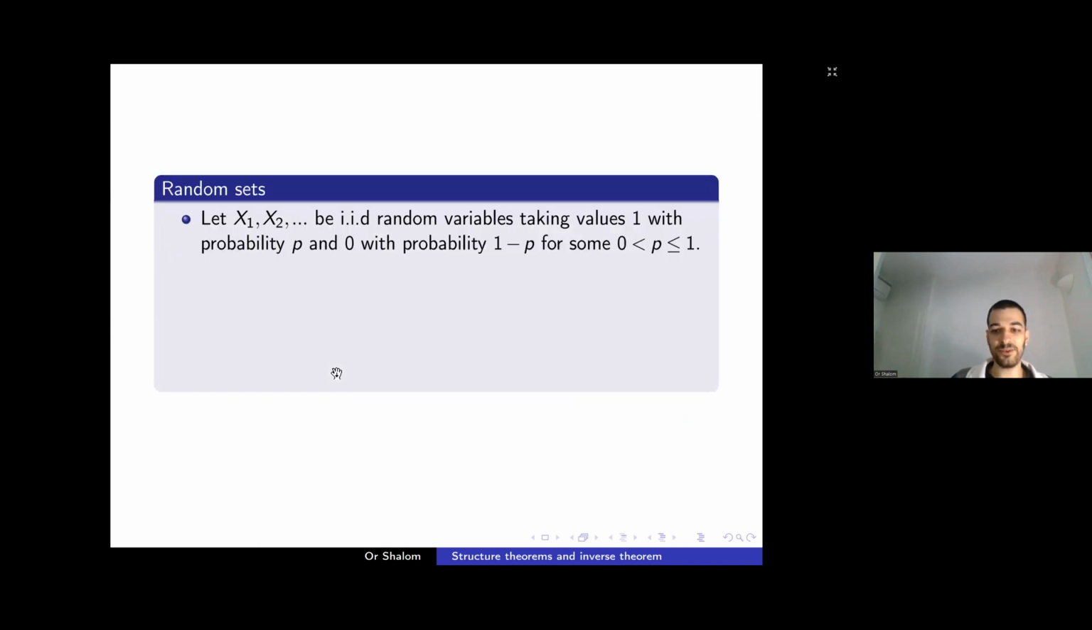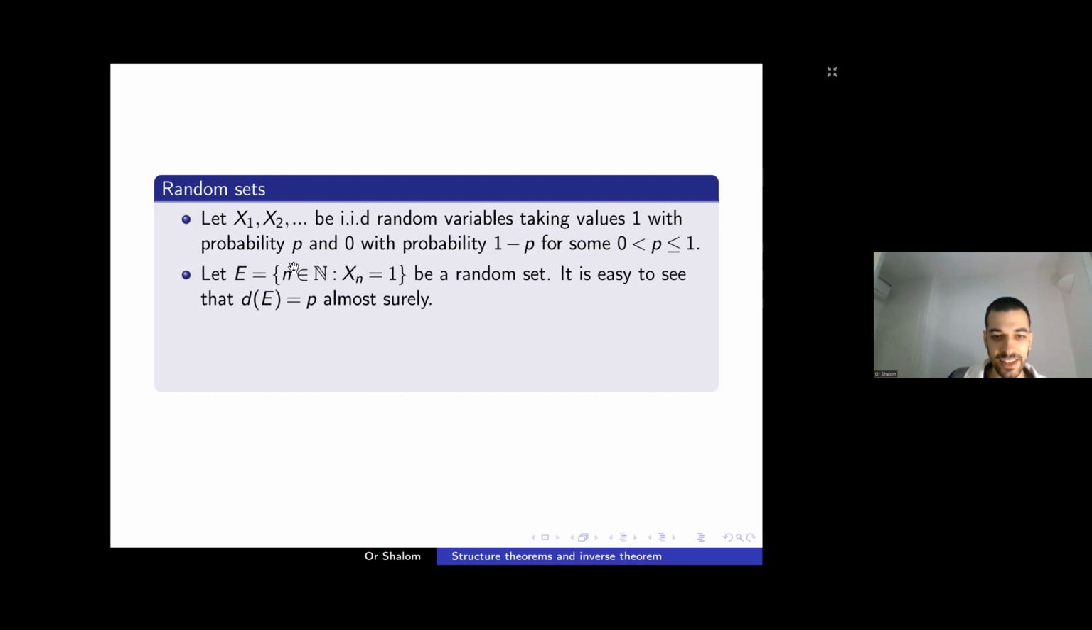Okay, so if you want to construct a set which has no algebraic structure, the way to do it is to choose all the elements in the set uniformly at random. And the way to do it formally is to fix a sequence of countably many IID random variables. Each takes the value 1 with probability P and the value 0 with probability 1 minus P. And then let E be the set of all n for which xn is 1. So this is a random set and it depends on the values of the random variables.